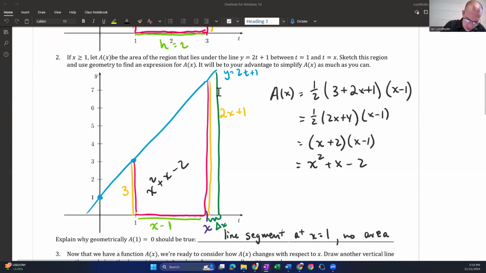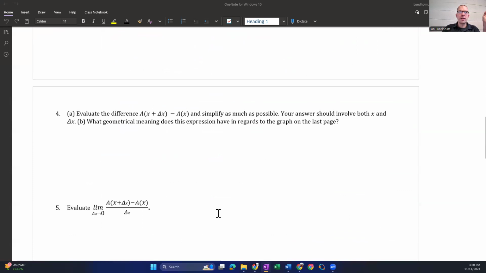All right, let's do this. If we shade in that strip, this should be the area of x plus delta x minus the area at x. Because we're subtracting the big trapezoid and then subtracting the smaller one off of it, we're just left with this thin strip of area. Okay, so that's the geometric meaning.